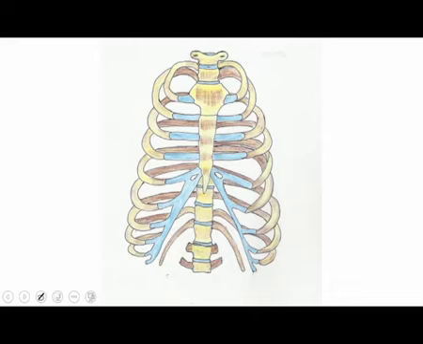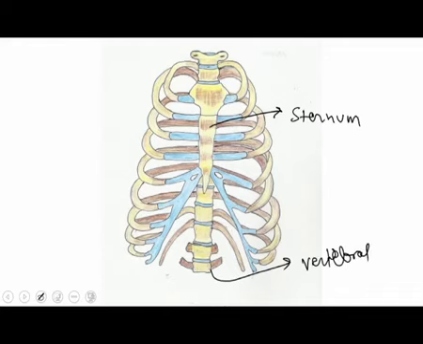So, this is our cage-like chest cavity, and the ventral portion is what you call the sternum. And in the dorsal side, this is what you have, the vertebral column. So the vertebral column is on the dorsal side and the sternum is on the ventral side. And these are the individual ribs.